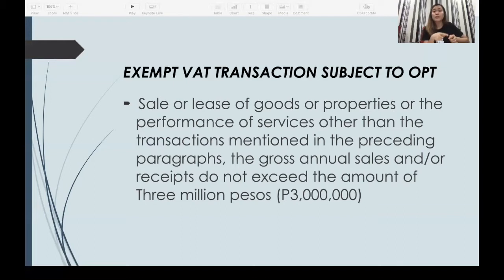Ito pala yung gusto kong i-remember kanina. Kung yung reason lang talaga bakit hindi ka isa-subject for VAT is dahil hindi ka umabot ng 3 million, then you're subject for percentage tax, which is 3%.